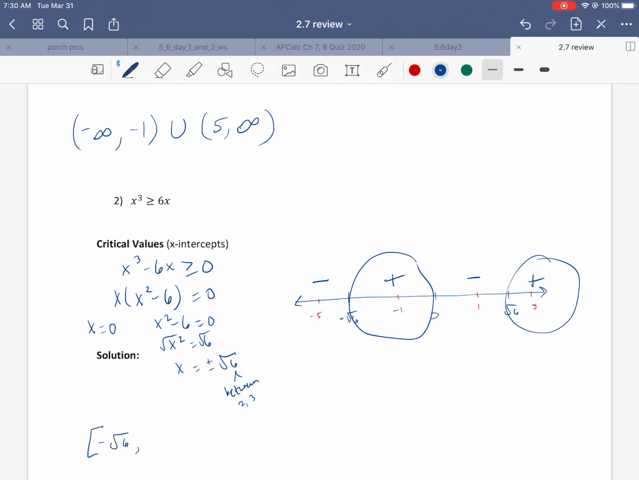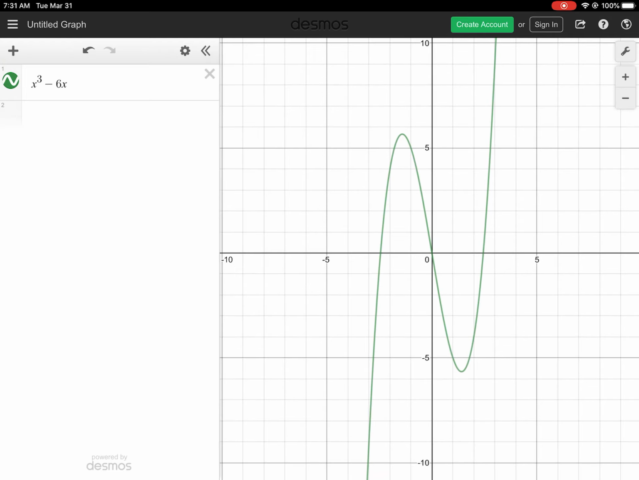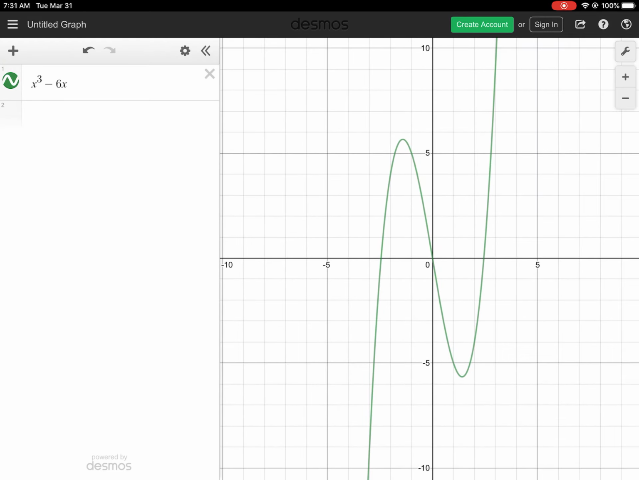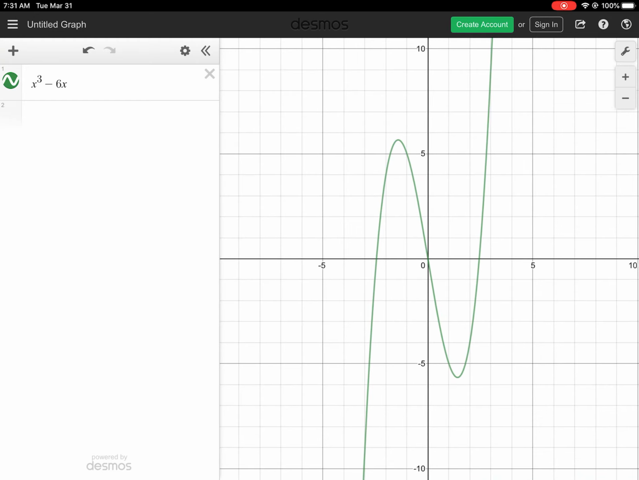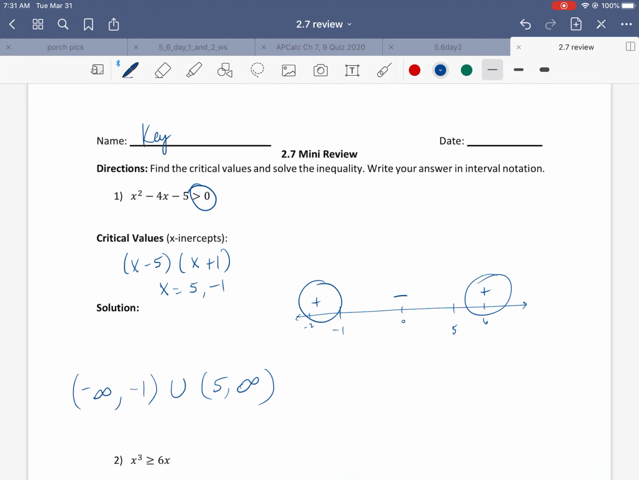This time I have an equal to symbol on my inequality, so it's a bracket, negative root 6 until 0, union, bracket, root 6 until infinity. Infinity does not get the bracket. So again, between negative root 6 and 0, this whole region in there, and then again from root 6 to infinity. That portion of the graph is positive.